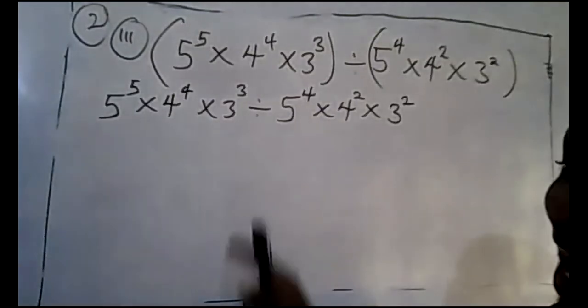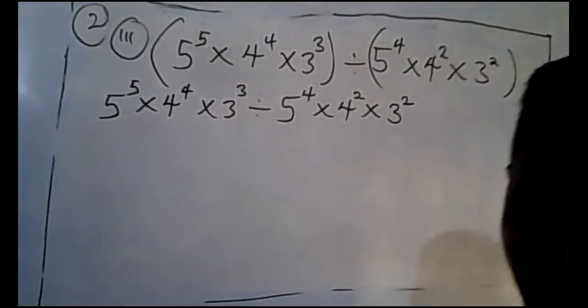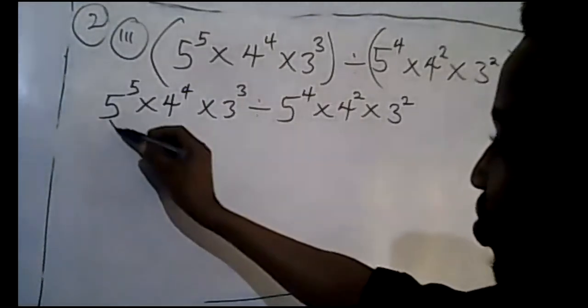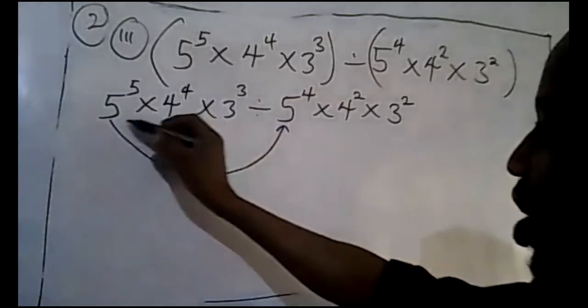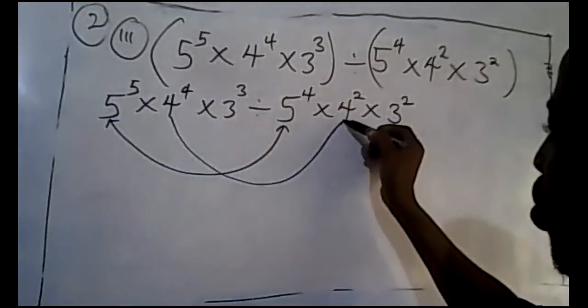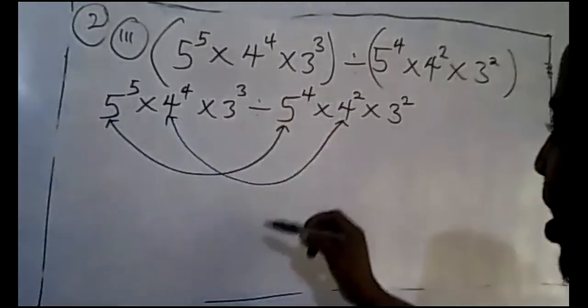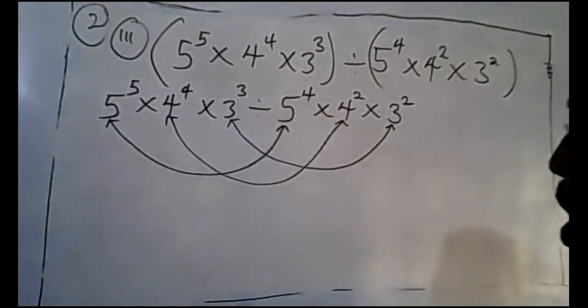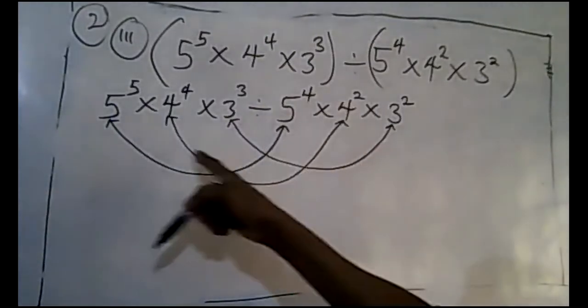Locate numbers that are the same. Locate the like terms, which means locate the numbers that are the same. So this is 5 and 5 right there. That is 4 and 4 right there. Pair them up. And that is 3 and 3 right there. So you're not going to write them out.